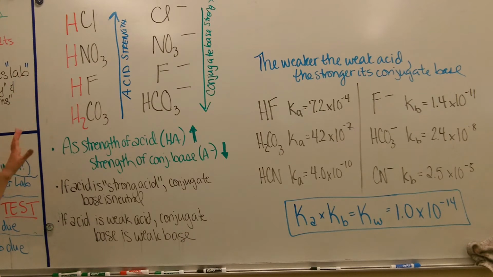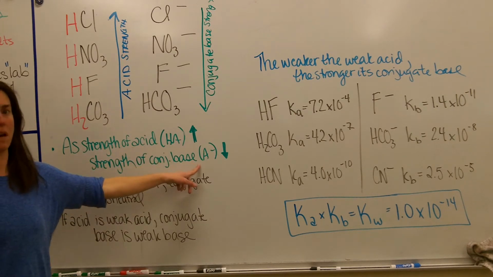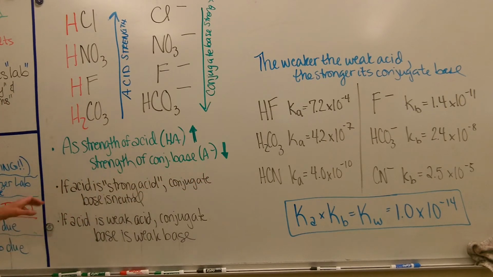All right, so we've talked about acid and base strength, and there's this relationship between these conjugate acid-base pairs, where as the strength of an acid increases, the strength of the conjugate base will decrease. So as the strength of an acid, HA, increases, the strength of its conjugate base, which will be A-, decreases.